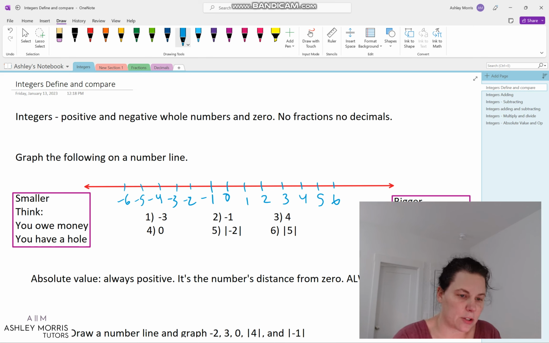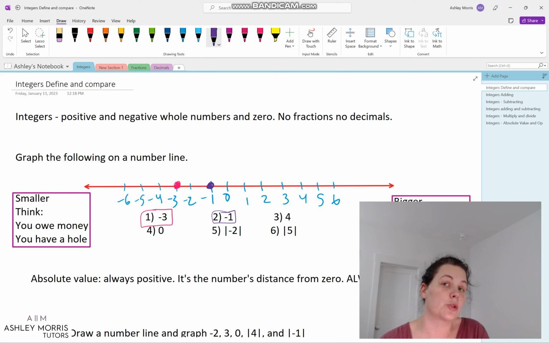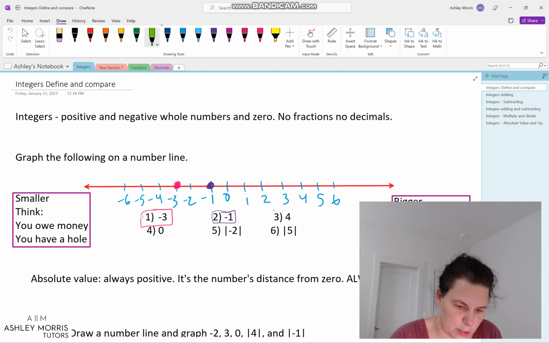So let's graph these. Number 1, we've got to graph -3. So there's -3 for number 1. We'll do that one in pink. Number 2, we'll do that one in purple. So -1. If I were just to look at those two numbers, -1 is the bigger number because it's farther to the right. Number 3, let's do that one in this green. Number 4, we'll do that in yellow, 0.